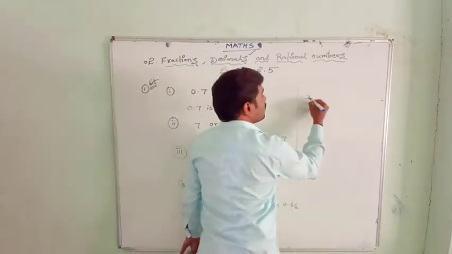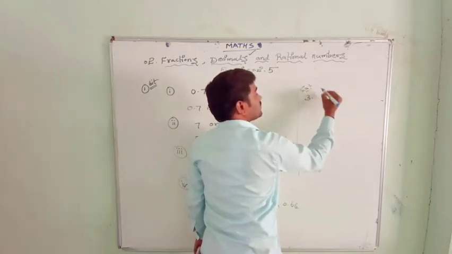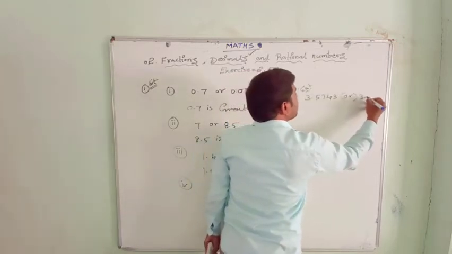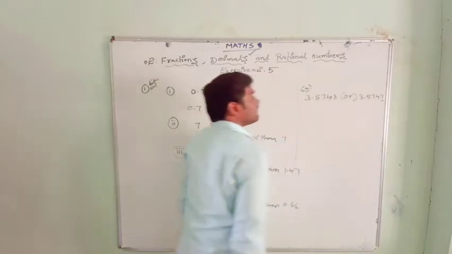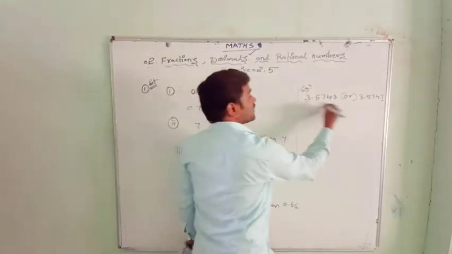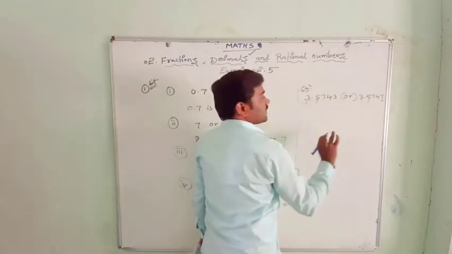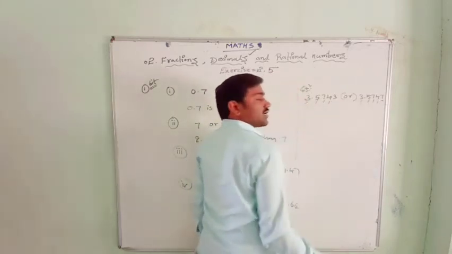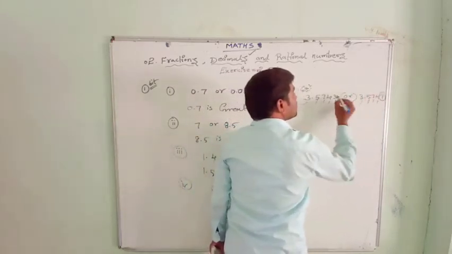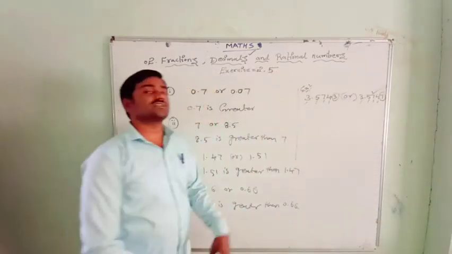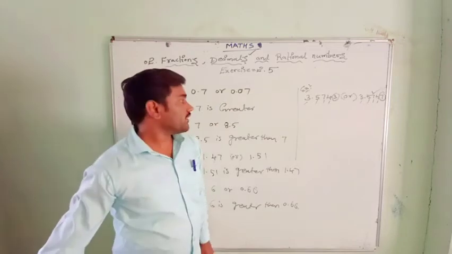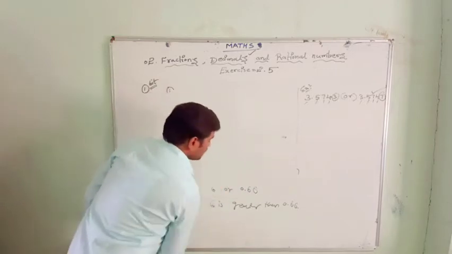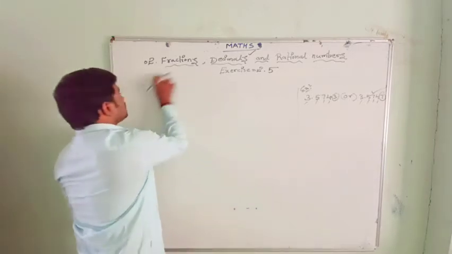For example, I will give you one more. It is not in the textbook. 3.5743 or 3.5747. Which is greater? Now we compare the whole numbers. 3 and 3 are the same. Next 5 and 5 are the same. Next 7 and 7 are also the same. Next 4 and 4 are also the same. Next here 3 or 7. 3 is greater or 7 is greater? 7 is greater. So 3.5747 is greater than 3.5743. Comparing decimals is very easy. I hope you understood this.